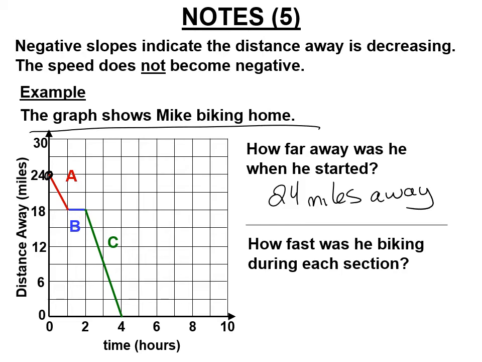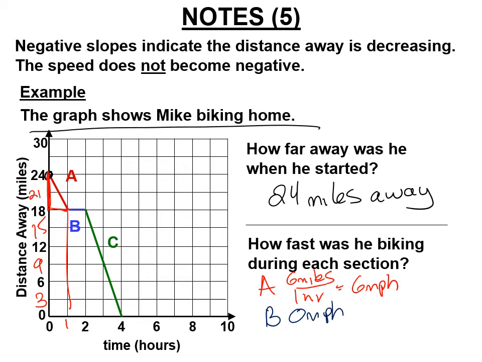So you're going to find each section like we always do. It's just going to face the other way. So in section A, let's see, each box is worth 3 here. 3, 6, 9, 12, 15, 18, 21, right? So each box is worth 3 miles. So he went 6 miles in 1 hour. So that's 6 miles an hour, which is slow for biking. Then in section B, we obviously just went 0 miles per hour. He rested. All right, so that's 0 miles per hour.